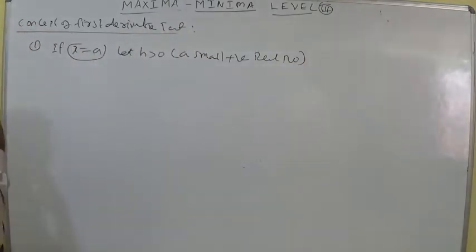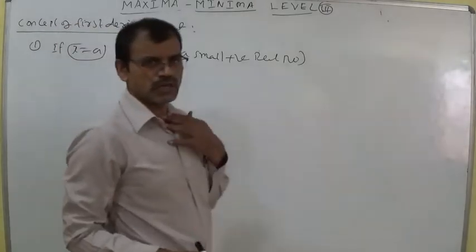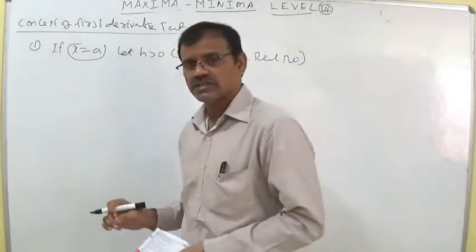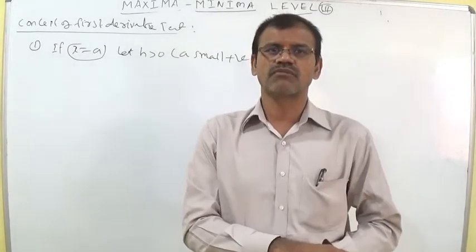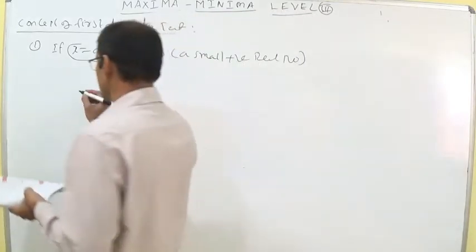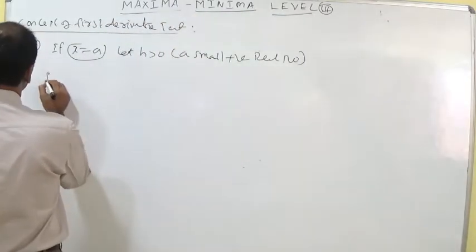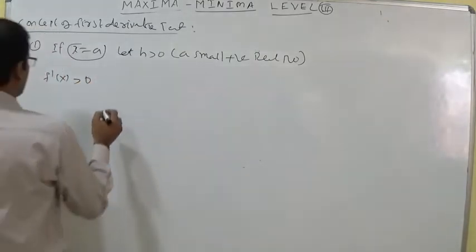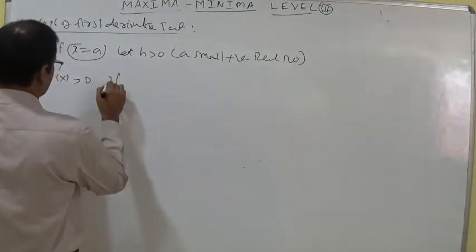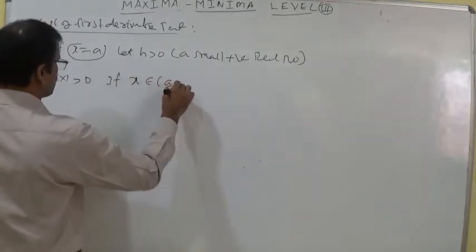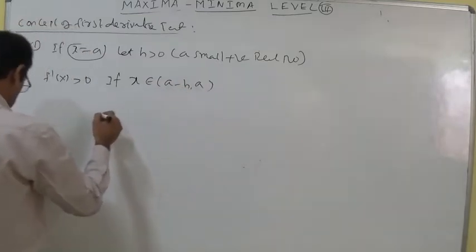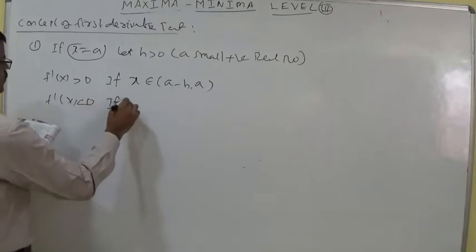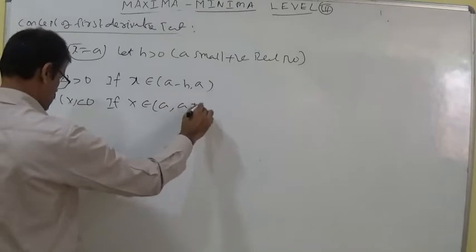Then let us consider the function f of x, whether it is a minimum or maximum at the point a, in the interval a minus h comma a plus h. I am discussing the left neighborhood of a and the right neighborhood of a. Here I am writing f dash x greater than 0 if x belongs to a minus h comma a, and f dash x less than 0 if x belongs to a comma a plus h.